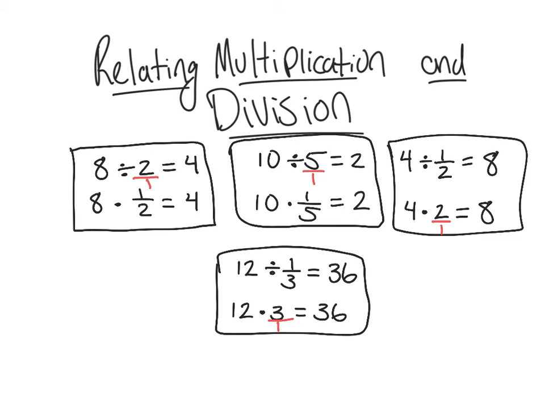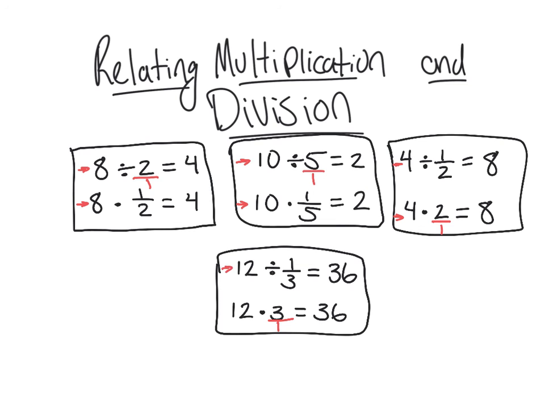Okay, and so we see that dividing is the same thing as multiplying by the reciprocal of a number, of the divisor specifically. Okay, because if I do 8 divided by 2, that's the same as saying 8 times 1/2, which is the reciprocal of 2. 10 divided by 5 is the same as 10 times 1/5, which is the reciprocal of 5. 4 divided by 1/2 is the same as multiplying 4 by the reciprocal of 1/2, which is 2.